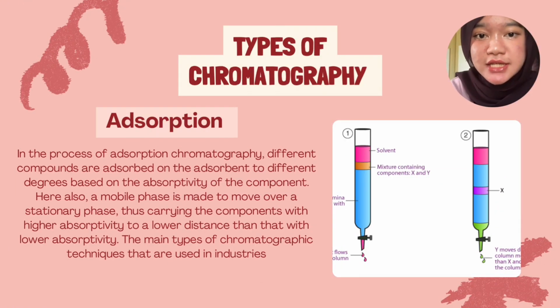The next slide is about types of chromatography. The first one is absorption. In this process of absorption chromatography, different compounds are absorbed on the absorbent to different degrees based on the absorbability of the component. Here also a mobile phase is made to move over a stationary phase, thus carrying the component with a higher absorbability to a lower distance than that with lower absorbability. This is the main type of chromatographic technique that is used in industry.